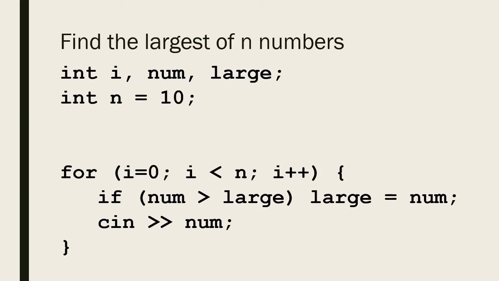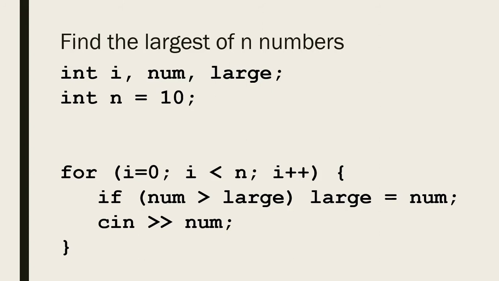Finding the largest, consider this situation. Here we have a loop that's going to run with i going from 0 to less than n. So if n is 10, the loop goes from 0 to 9. You want to find the largest of 10 values, so run a loop that goes 10 times. Then compare values. Compare a number to what the largest value is so far, and if that number is greater than the largest, then put it in. And then read the next number.